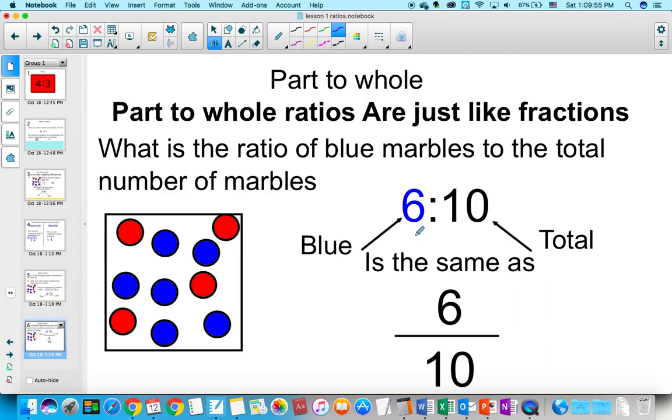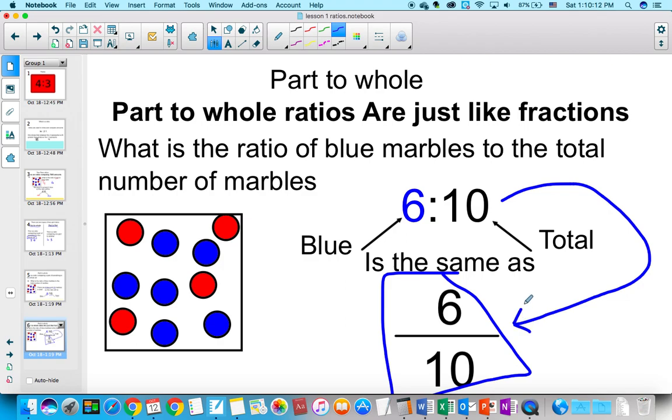So part to whole ratios are just like fractions. When you're talking about part to whole ratios, you can represent them as fractions. So here we have 6 to 10. You could write this part to whole ratio as 6 over 10. And they would be basically the same thing.